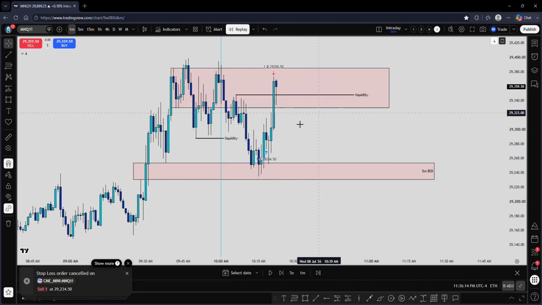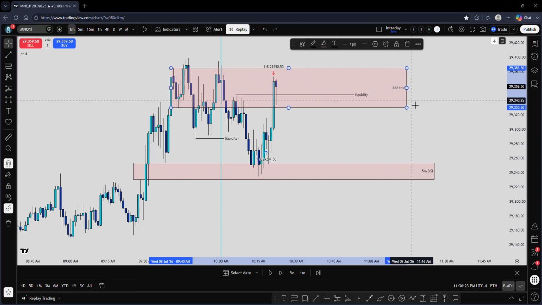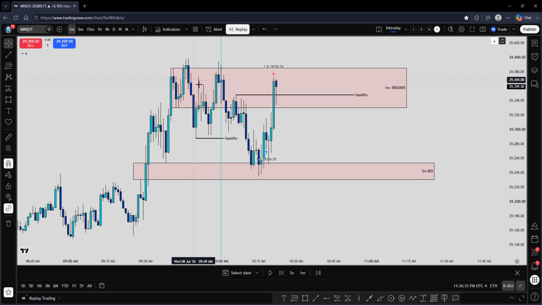Boom. Okay, now that we're up here in this area, two things can happen. We reverse or we continue. So we're in buy side liquidity inside this 1 minute bearish breaker. Okay, now this is turning into a plus setup or an A. We're going to call it an A because it is 1 minute.